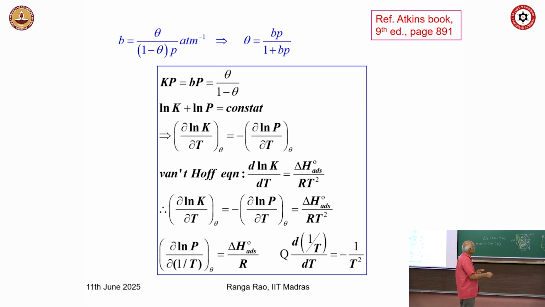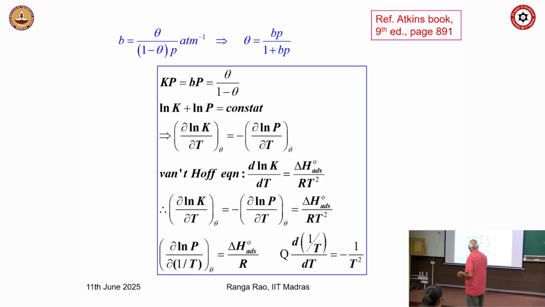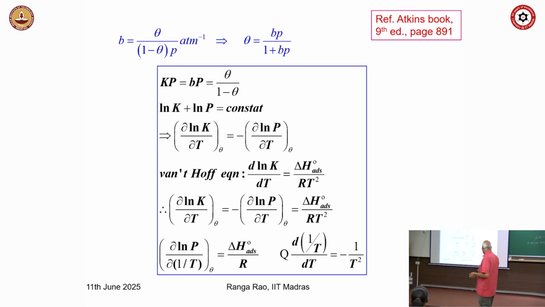Yeah, so this is basically the derivation of that. ∂lnP by ∂(1/T) is equal to ΔH by R. How do you get that? So this is the derivation of that, starting from the Langmuir isotherm. All that you are doing is equating this B to the equilibrium constant. It's the equilibrium constant basically, right? So replace B with K, then take ln and find the derivative of that, and use the Van der Waals equation. You end up getting this expression.